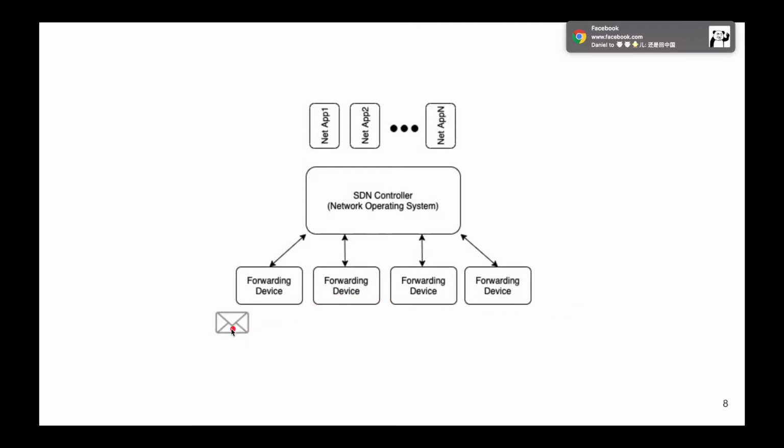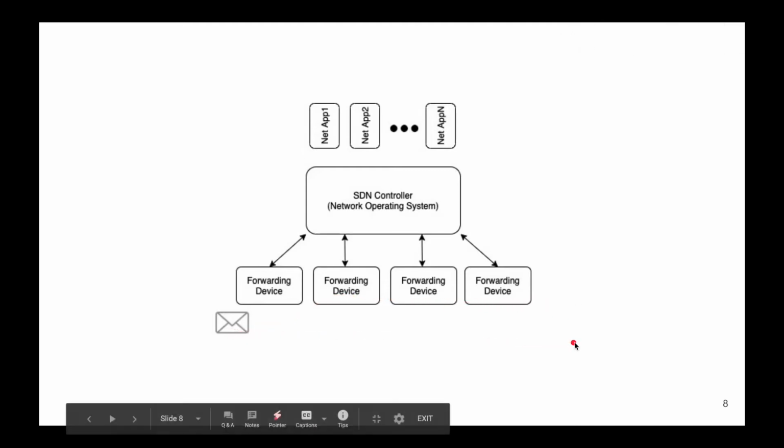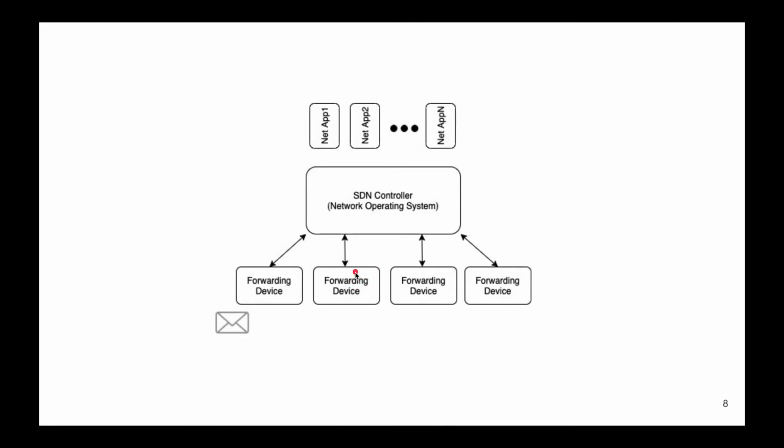Future packets of the same type can take a fast path without contacting the SDN controller based on the cache entry learned the first time. This will last until the flow entry on the forwarding device expires due to timers running out.